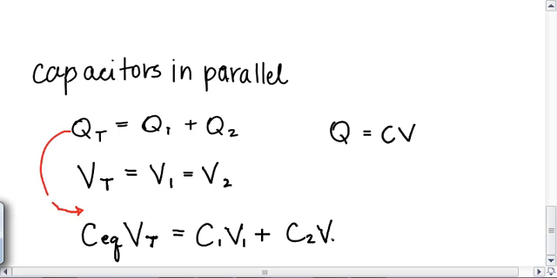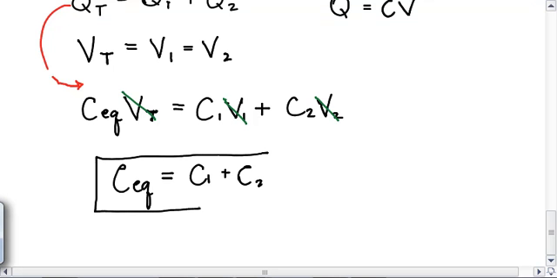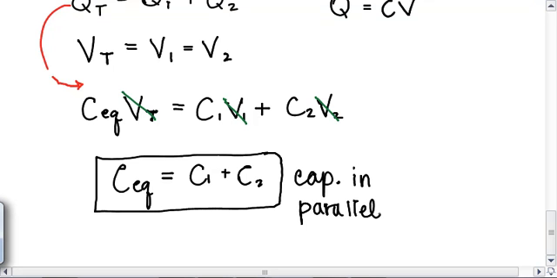I didn't put a 1 there. There we go. What do you know about V total, V1, and V2? And mathematically, what can happen in that equation? Yeah, I can divide by the voltages because they're all the same. So then I'm left with the equivalent capacitance is C1 plus C2. What does that look like? Yeah, that looks like resistors in series, but it's capacitors in parallel. Wow.